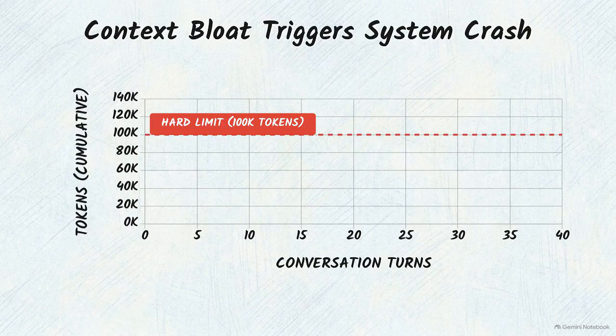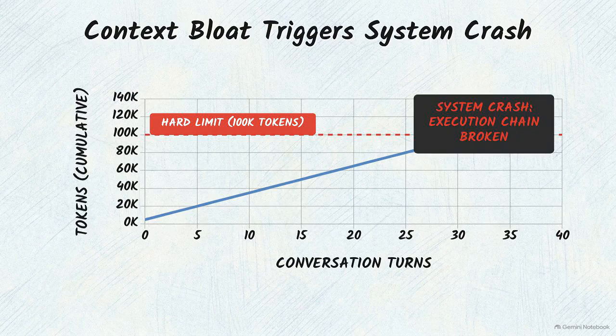This chart tracks context window usage over a single continuous session. To solve the amnesia problem, developers often force the agent to retain every previous message. As the conversation stretches on, the token count grows monotonically. Eventually, it hits the hard limit of the model's context window, and the execution chain breaks.